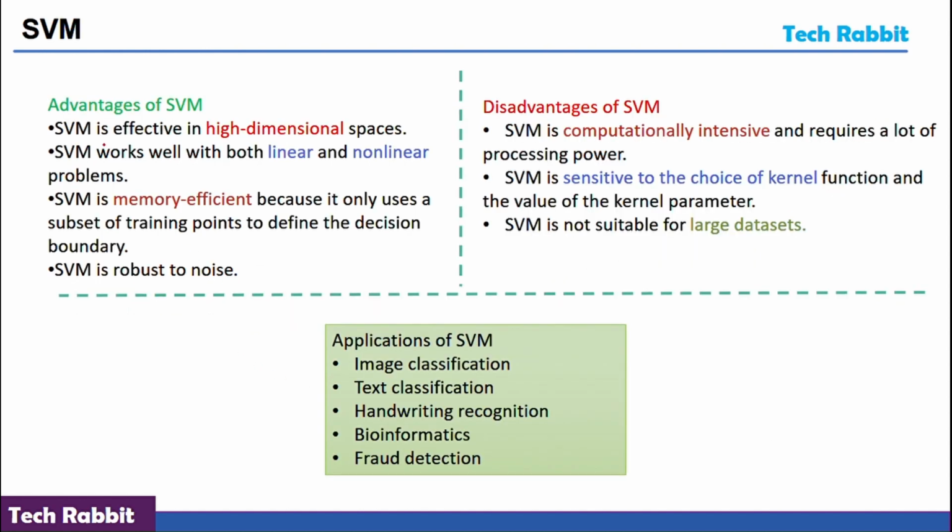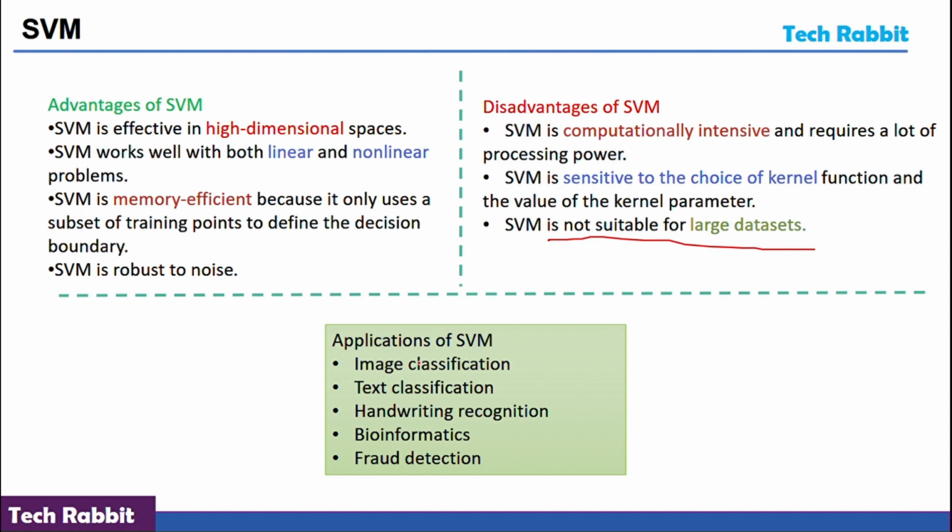What are the advantages? It is effective in high dimensional spaces, and it also works for linear and non-linear problems. SVM is memory efficient because it takes input from the training dataset and applies it to the test one. It is robust to noise. Similarly, we also have disadvantages for SVM. It is computationally intensive. It is sensitive to the choice of kernel, and we can't use it for large datasets.